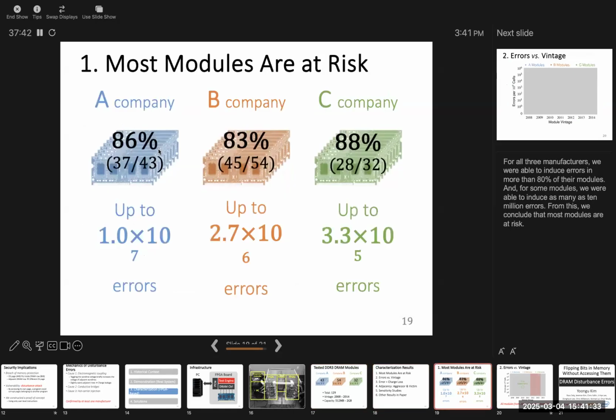Okay, so for the memory modules from company A, they saw that they can induce errors up to 10 raised to the power 7 errors. Instead of reading this number, the takeaway is that they were successful in inducing a huge amount of errors in all kinds of memory chips from all different manufacturers, with all different capacities, ranging from 2008 to 2014.